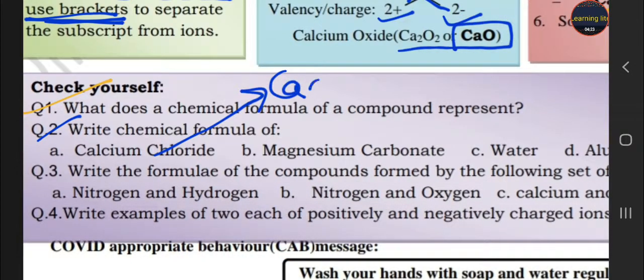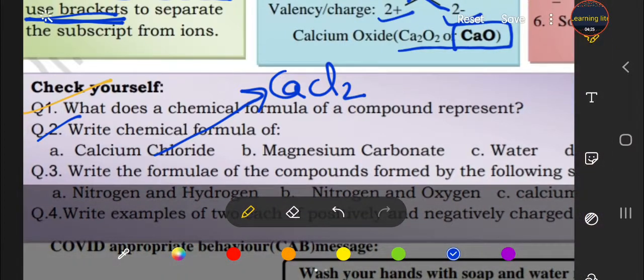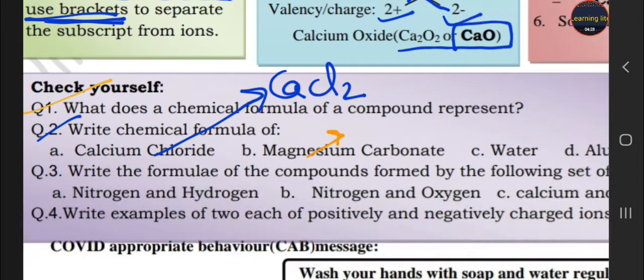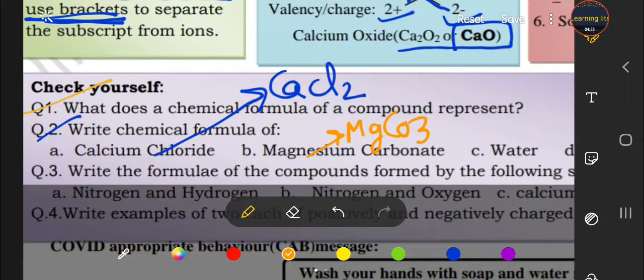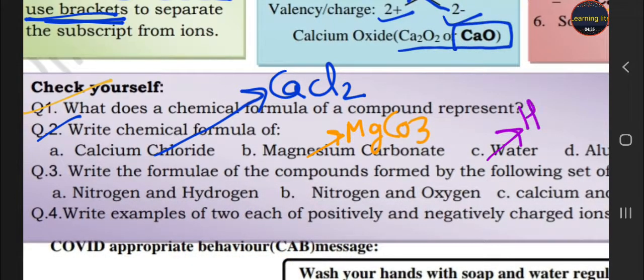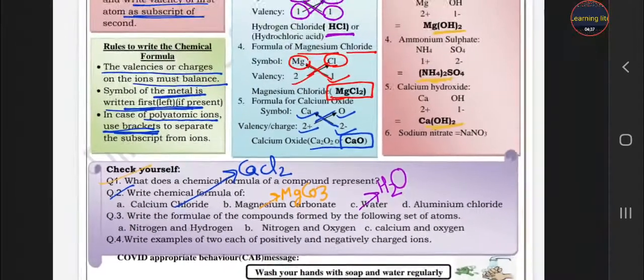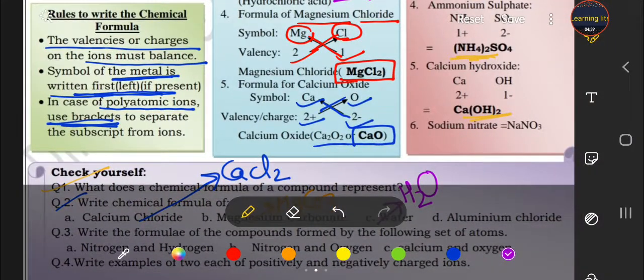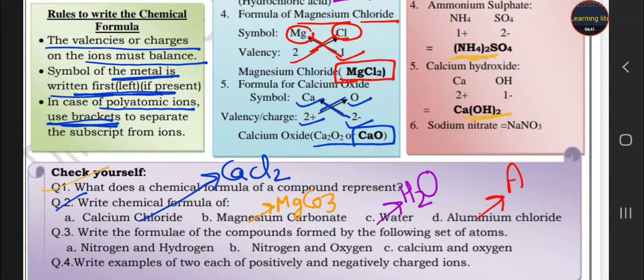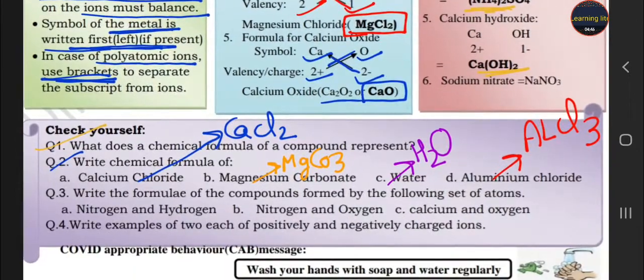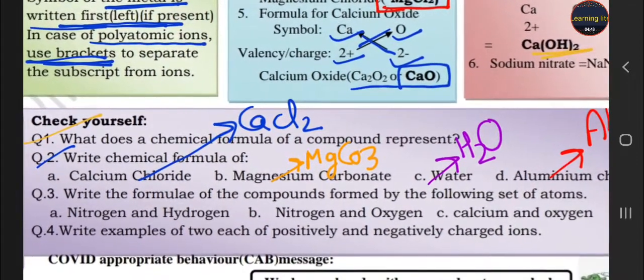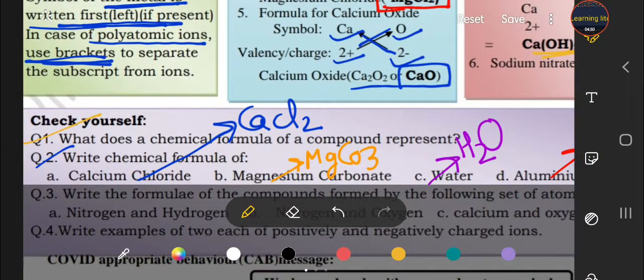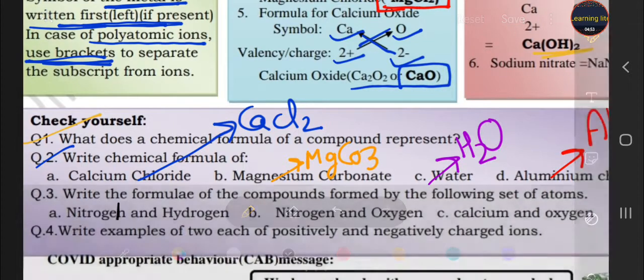That is CaCl2. Secondly, magnesium carbonate, MgCO3. Thirdly, water, H2O. And the next is aluminium chloride, AlCl3. Write the formula of the compound formed by the following set of atoms: from nitrogen and hydrogen we form NH3.